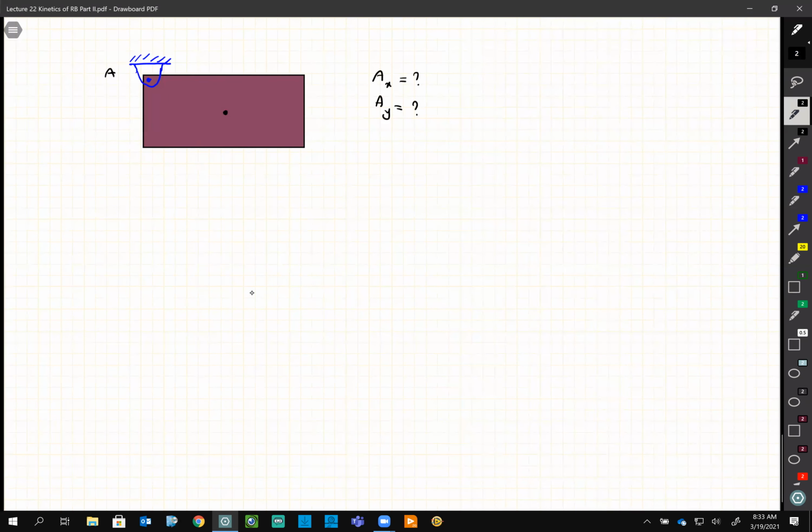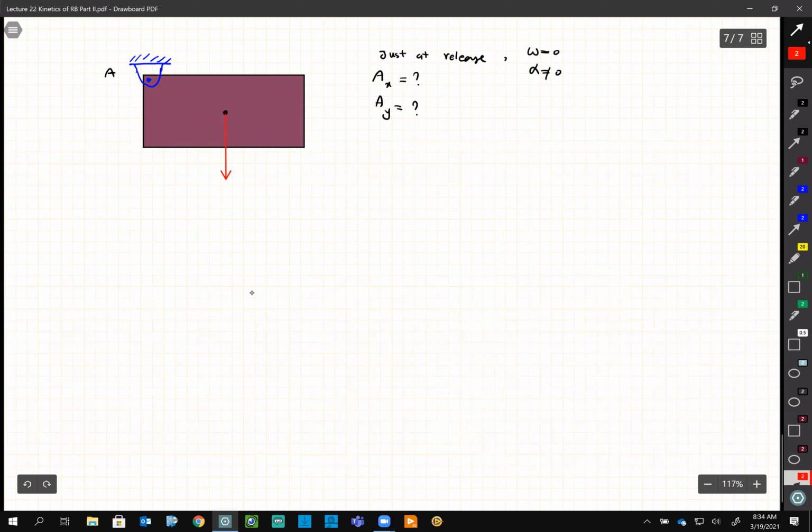In fact, there is one question where, instead of a link, there is a plate which is being joined to the wall or to the ceiling, whatever. And we release it from rest. We want to find out AX and AY when we release it. This is exactly similar to what you've seen now, and you don't need to solve it for theta because the question is asked just at release. And you know at release, omega is 0, but alpha is not 0. And you have the weight and everything.